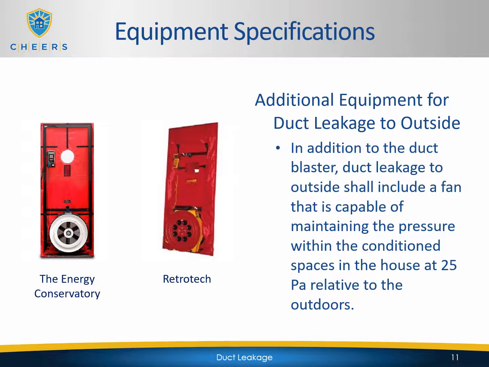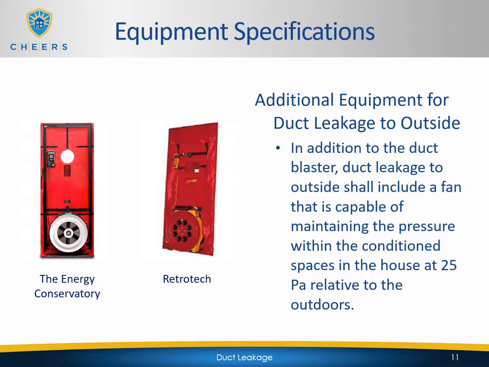One of the methods that we use to measure duct leakage is called a duct leakage to outside test. And there is additional equipment that is required to perform this test. In addition to the duct blaster, a duct leakage to outside test shall include a fan that is capable of maintaining the pressure within the conditioned spaces in the house at 25 pascals relative to the outdoors. This is what we call the blower door.